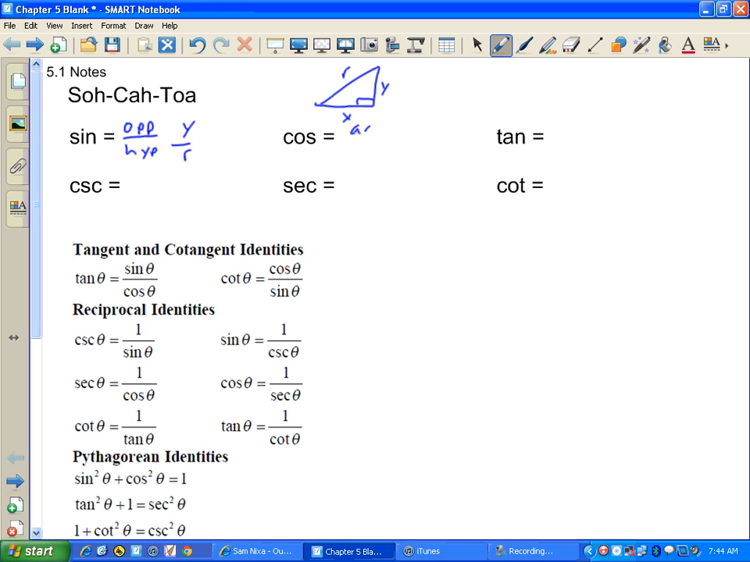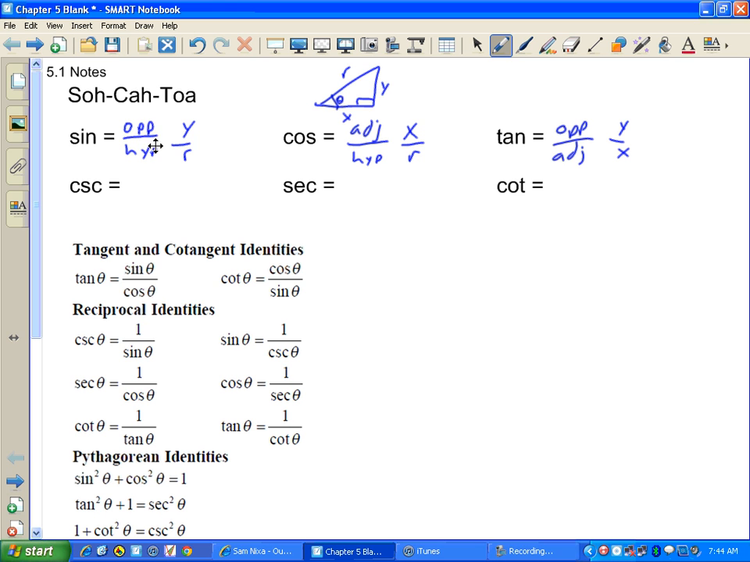Cosine is adjacent over hypotenuse. On the grid or on the triangle, it would be x over r, since this is the theta we're talking about. This is adjacent, that's the hypotenuse. Tangent is opposite over adjacent, which would be y over x.